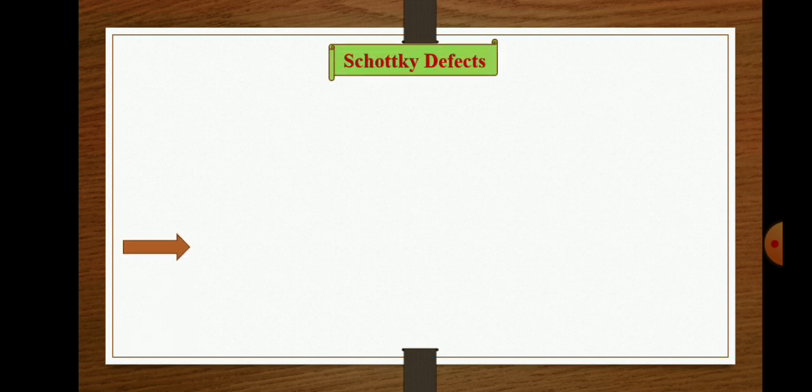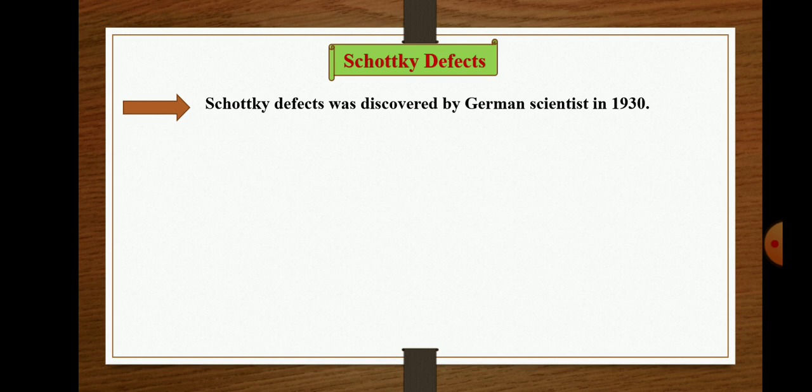Hello students, in this video we learn two important defects from our syllabus. Number one, Schottky defect. This defect was discovered by the German scientist Schottky in 1930.